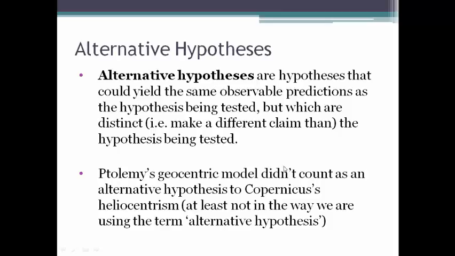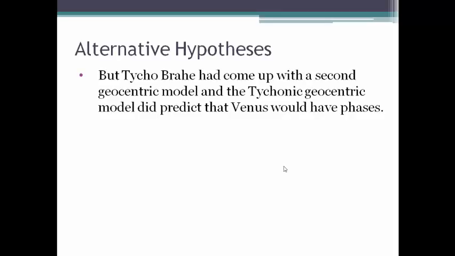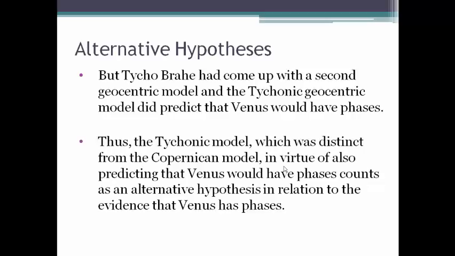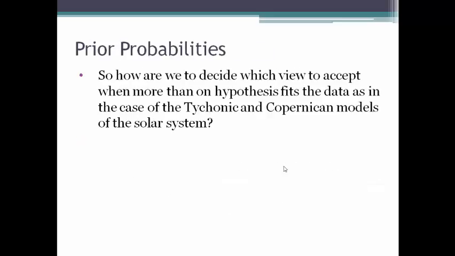In the technical sense that we're working with, alternative hypotheses only count if they also could yield the same observable predictions. However, Tycho Brahe had come up with a second geocentric model, and the Tychonic geocentric model did predict that Venus would have phases. Thus, the Tychonic model, which was distinct from the Copernican model, in virtue of also predicting that Venus would have phases, counts as an alternative hypothesis in relation to the evidence that Venus shows phases. So, how are we to decide which view to accept when more than one hypothesis fits the data, as in the case of the Tychonic and Copernican models of the solar system?